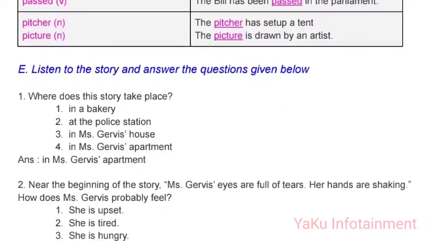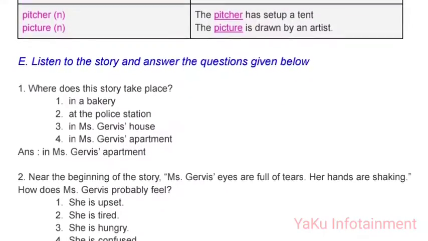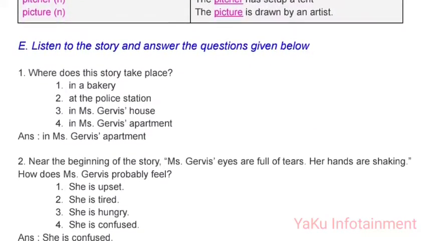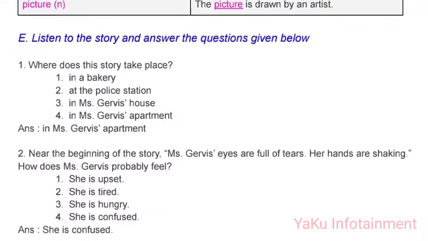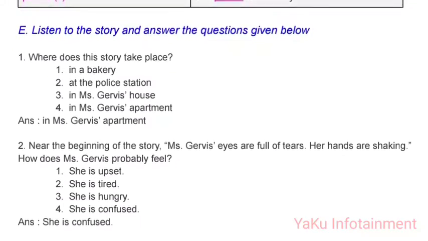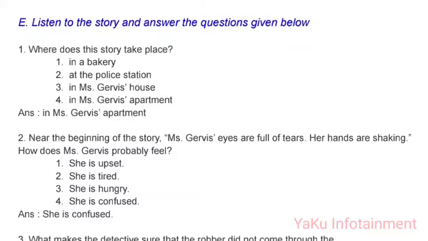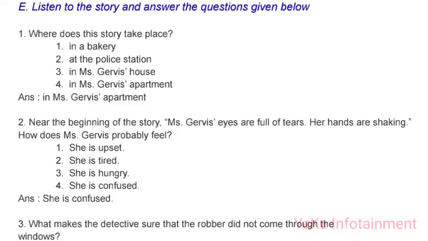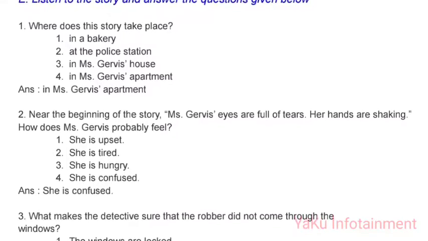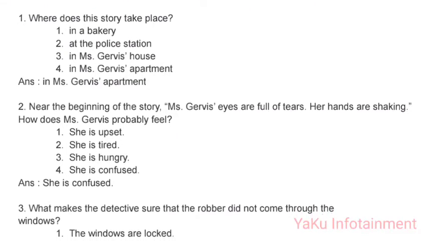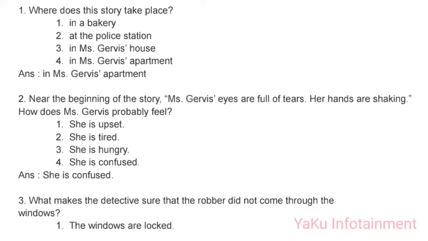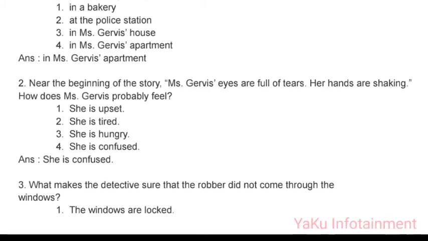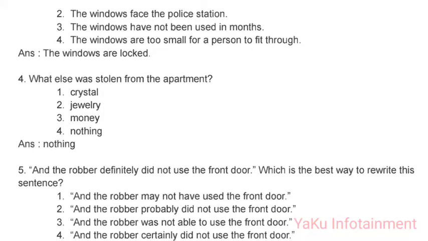A. Listen to the story and answer the questions given below. 1. Where does the story take place? Answer. In Ms. Gervis's apartment. 2. Near the beginning of the story, Ms. Gervis's eyes are full of tears. Her hands are shaking. How does Ms. Gervis probably feel? Answer. She is confused. 3. What makes the detective sure that the robber did not come through the windows? Answer. The windows are locked.